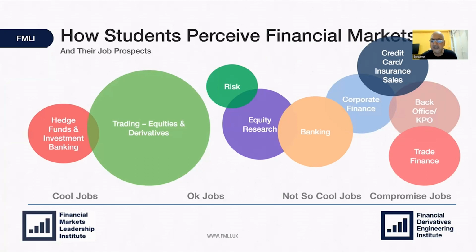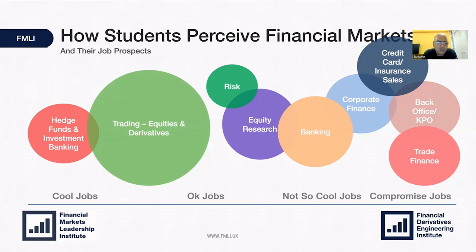Please see carefully the slide in front of you. I have put some bubbles here that have job opportunities. These are various domains in financial markets. So hedge fund and investment banking is there, trading in equities and derivatives is there, risk is there, banking is there, equity research, etc. And students, in their own minds, have cooked up market opportunities, and they keep pursuing accordingly.